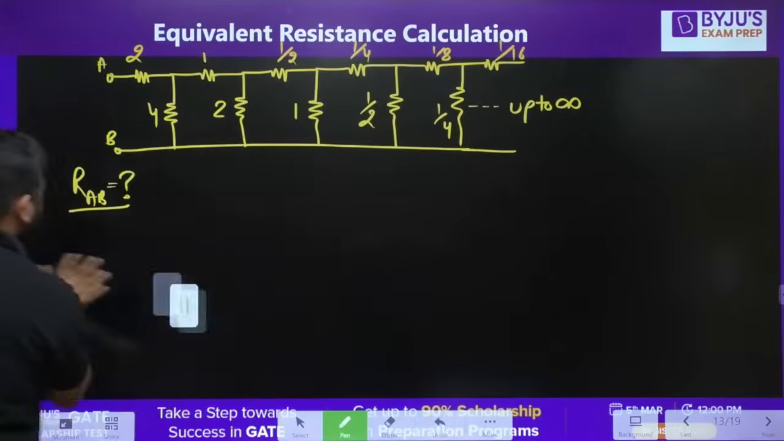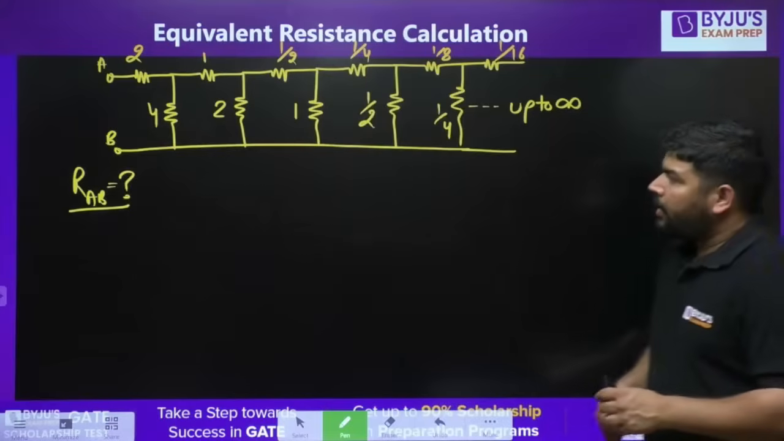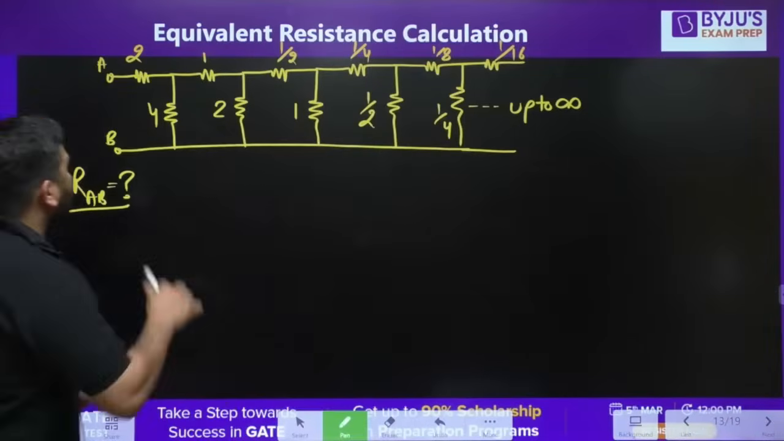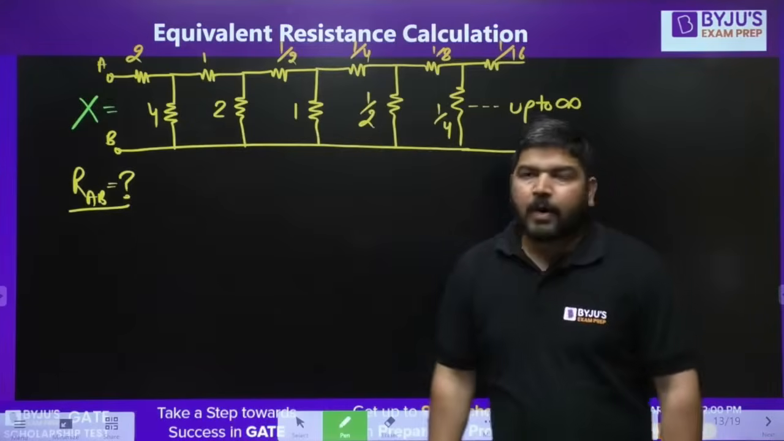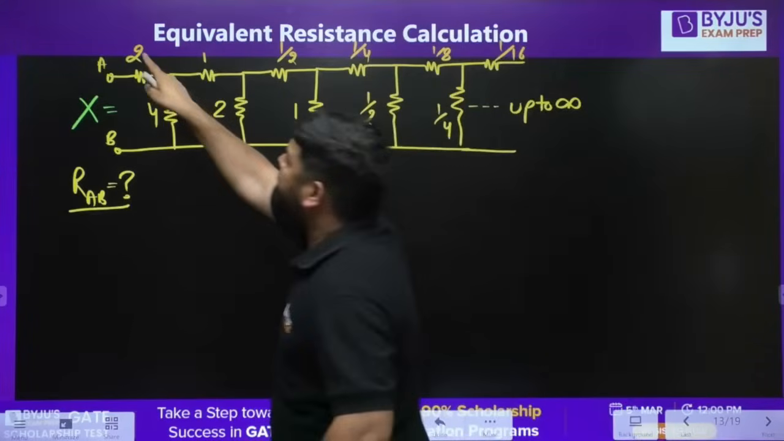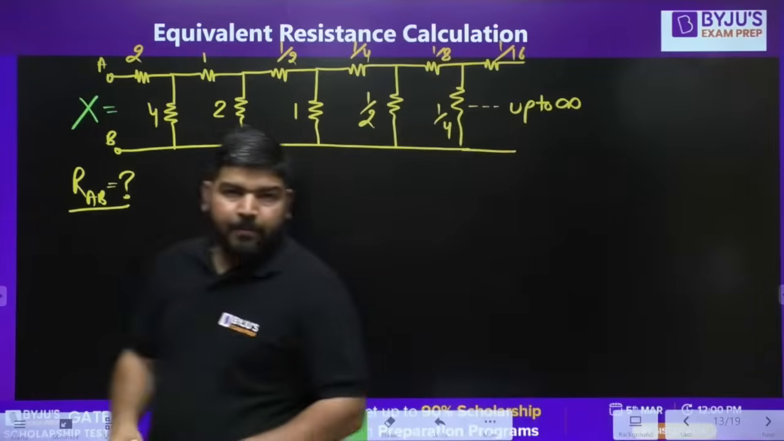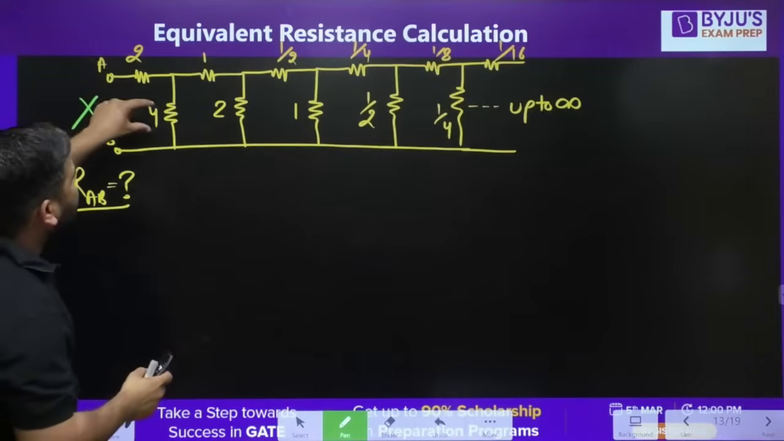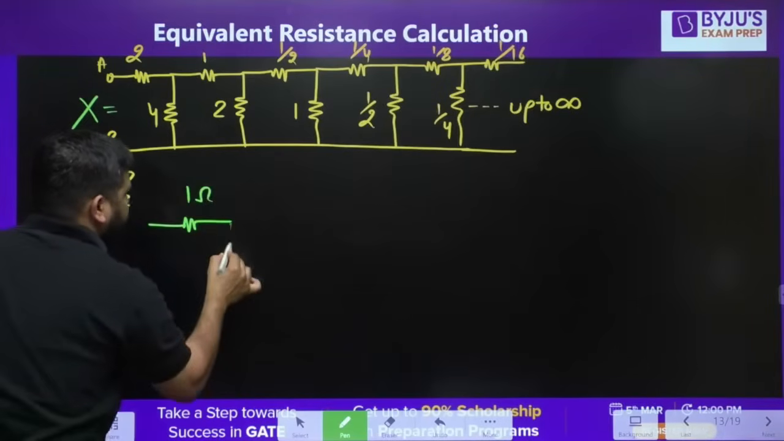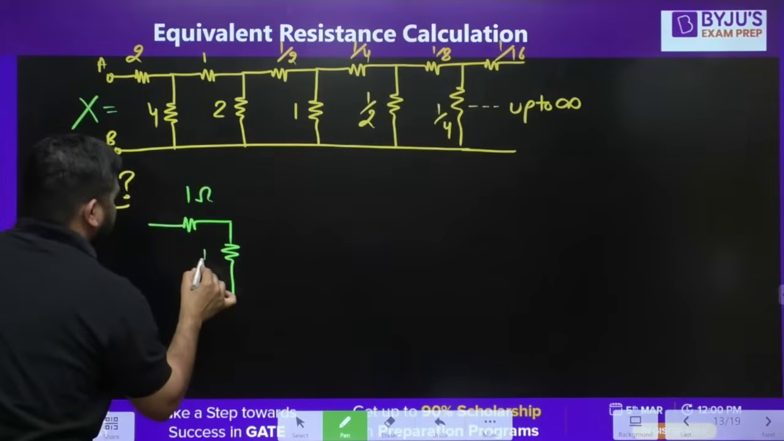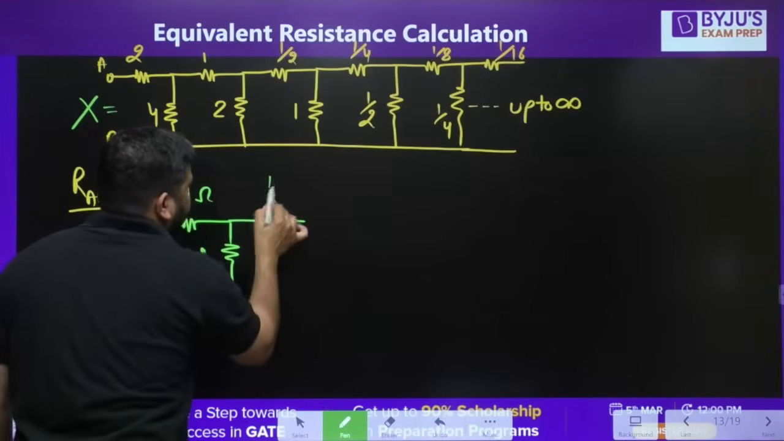So I told you one story. Now I am going to apply that story. Let's say the equivalent resistance of this infinite ladder is X. Now I'm going to divide each resistance by 2. If I divide this resistance by 2, it will be like this: 1 ohm and 2 ohm. This resistance will become 1 by 2.